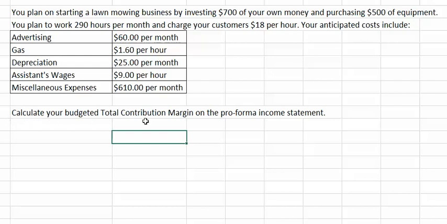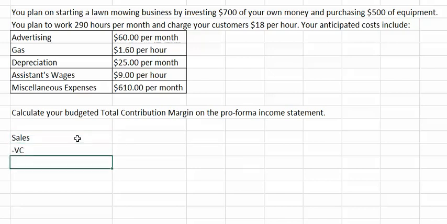To calculate your budgeted total contribution margin on a pro forma income statement, you're going to get your sales, subtract your variable costs, and then that equals your contribution margin. The sales is your price times your quantity. Your total variable cost is your VC, or variable cost per unit, times your quantity. And then your contribution margin is equal to your price minus your variable cost times the quantity. These are the totals.